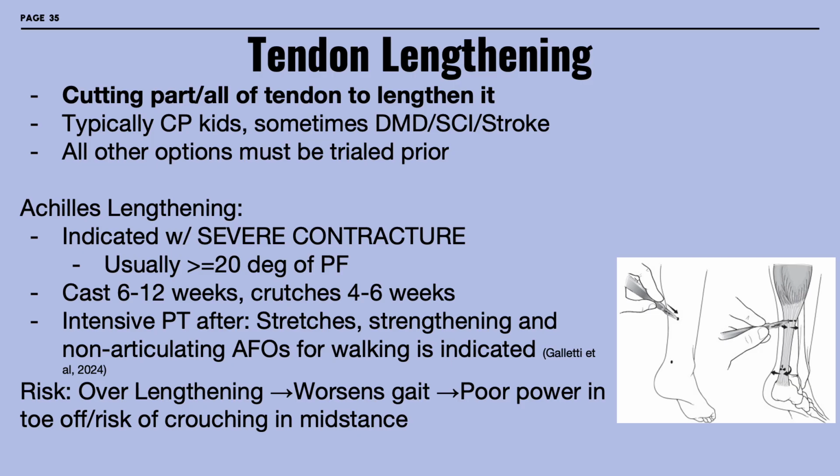Afterwards, they have to cast the area for 6 to 12 weeks and use crutches for 4 to 6 weeks. Intensive physical therapy is indicated with stretching, strengthening, non-articulating AFOs. However, there is a risk for over-lengthening the Achilles, which, as we all know, worsens gait and causes poor power and toe off and a risk of crouching in mid-stance.